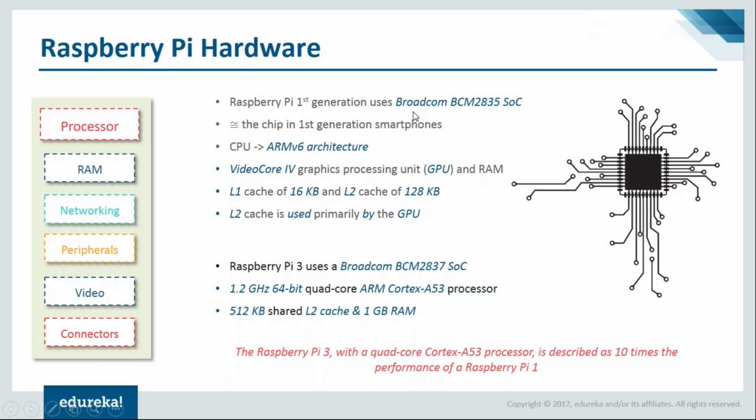Now talking about the processor, the first generation of Raspberry Pi initially came with a Broadcom BCM2835 SoC, and it was similar to first-generation smartphone chips. The architecture that was used was also an ARM v6 architecture. Over the years, Raspberry Pi 3 has grown a lot, and today it has a capability of 1.2 GHz, because of the ARM Cortex A53 64-bit processor, and is considered to be 10 times faster in comparison to Raspberry Pi 1.